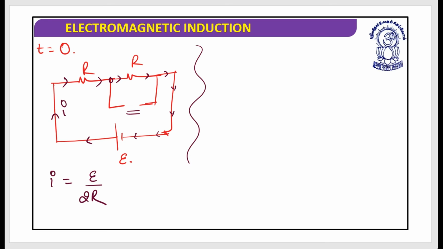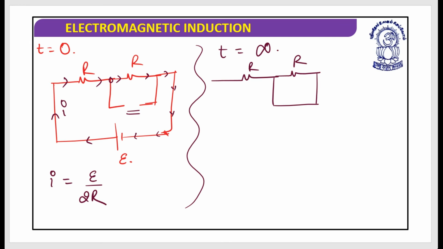Now let's discuss the situation at t equals infinity. It will be something like this. This was R. At t equals infinity, the inductor behaves as a closed switch. So I have replaced it with a wire, and this is the EMF E. After a long time, battery E has been connected, and current I will pass through this, moving in this direction.